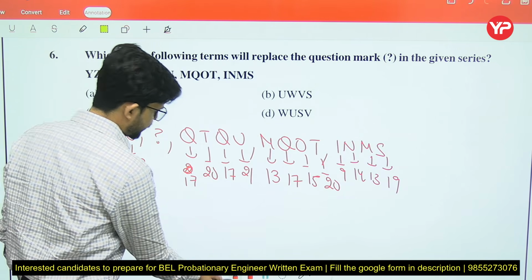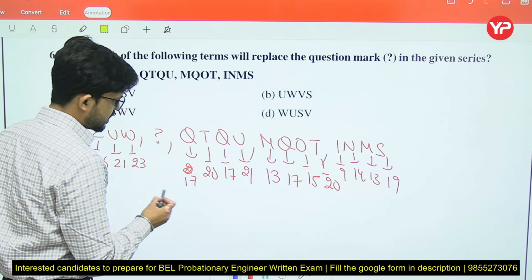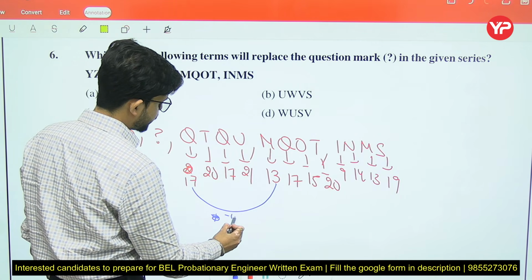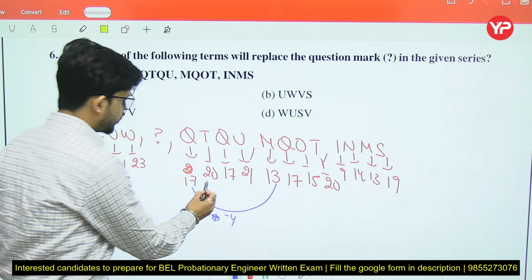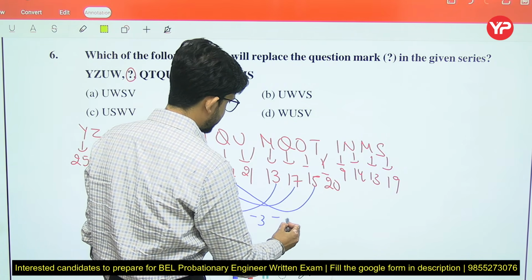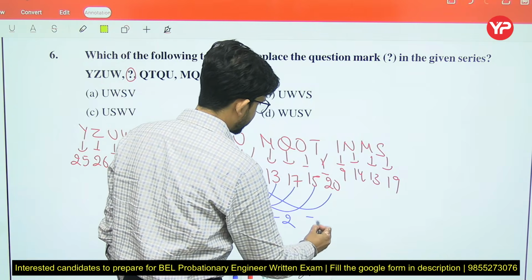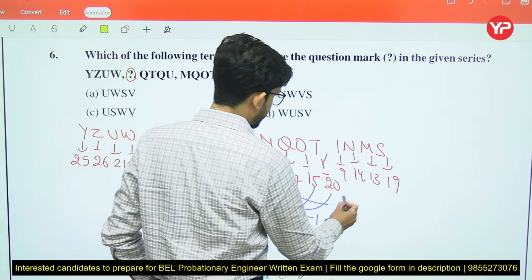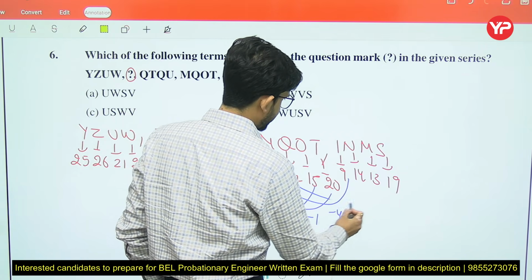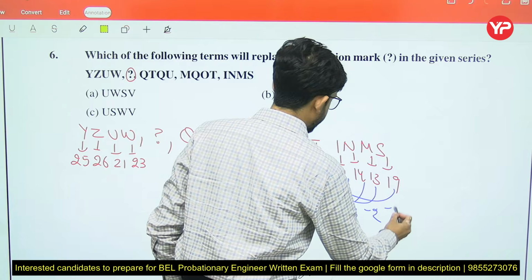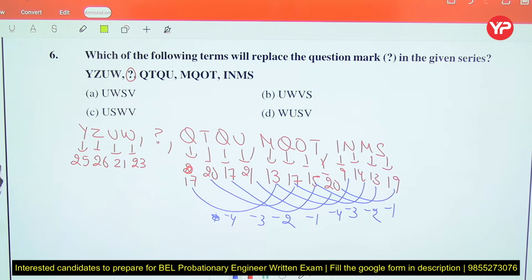So I start from here. 17 to 13 means minus 4. 20 to 17 minus 3, 17 to 15 minus 2, 21 to 20 minus 1. Okay, good. Similarly, 13 to 9 minus 4, 17 to 14 minus 3, 15 to 13 minus 2. So I get the pattern: minus 4, minus 3, minus 2, minus 1. So this is the pattern going on.